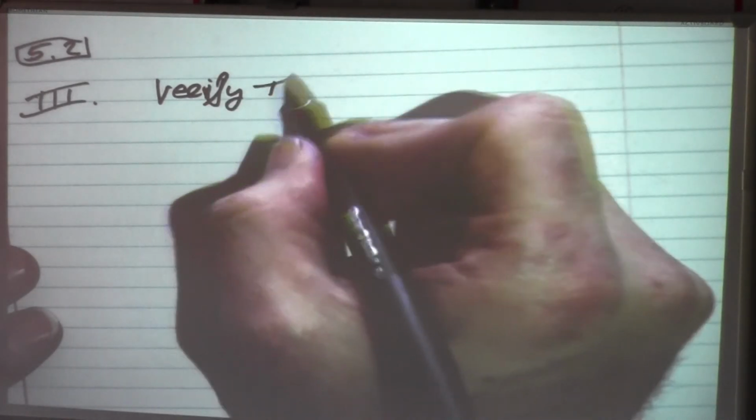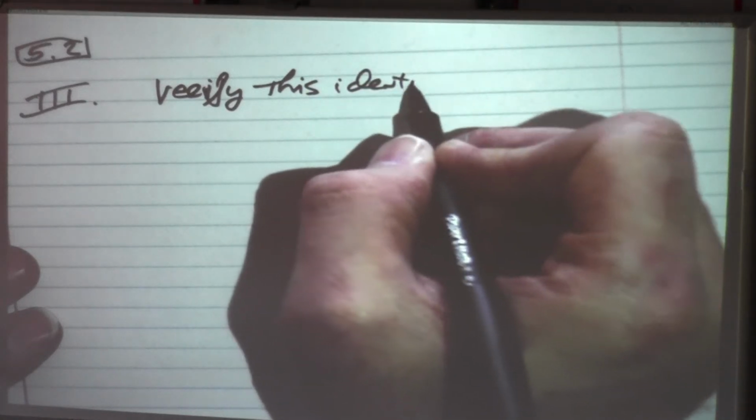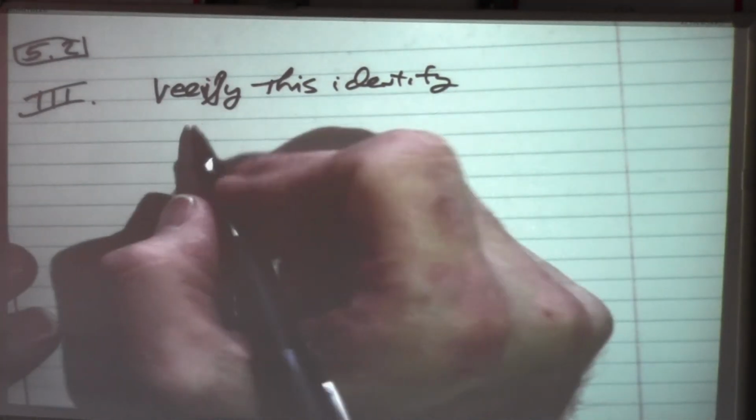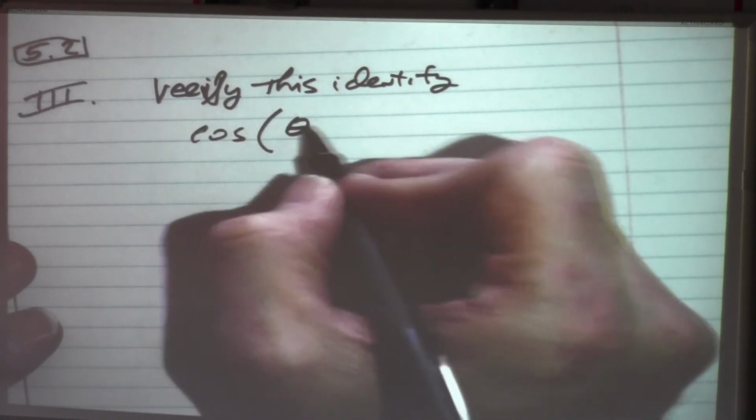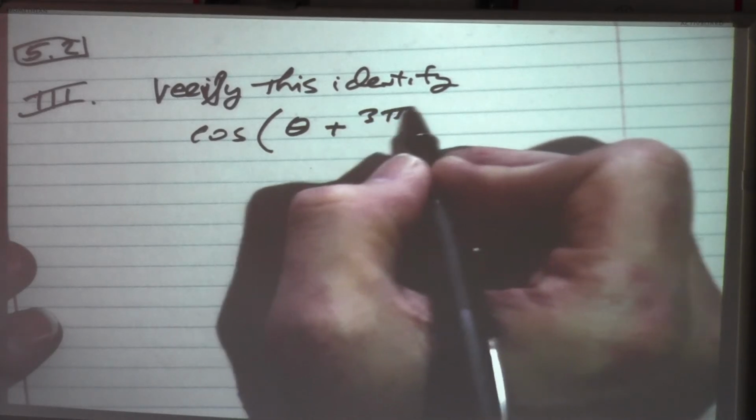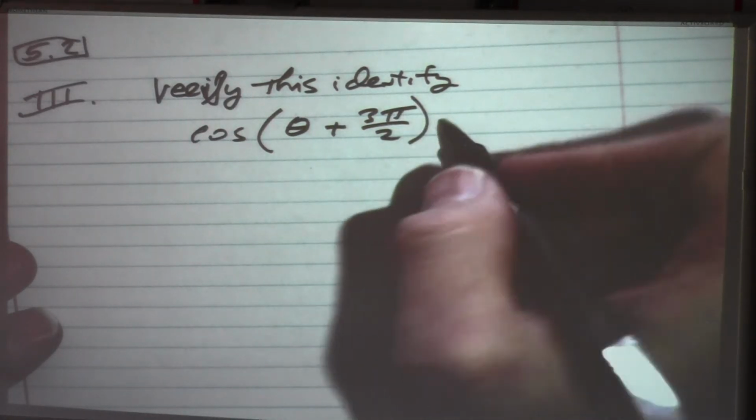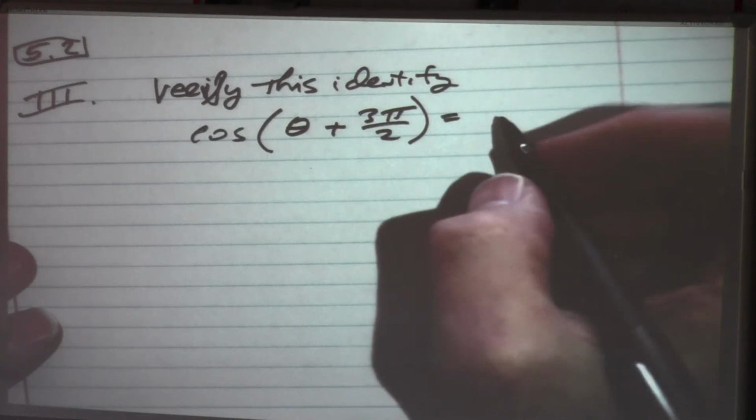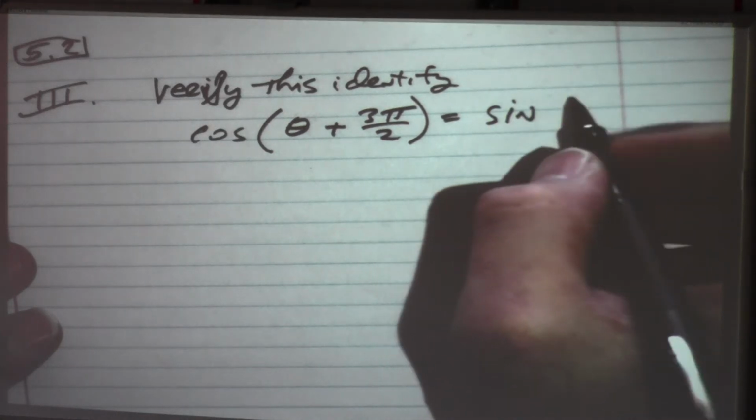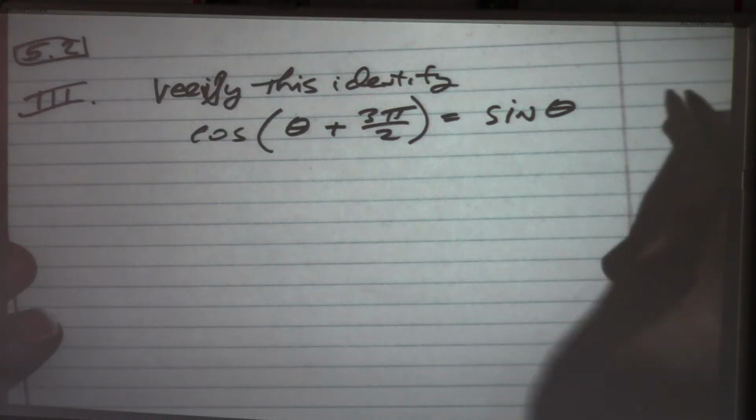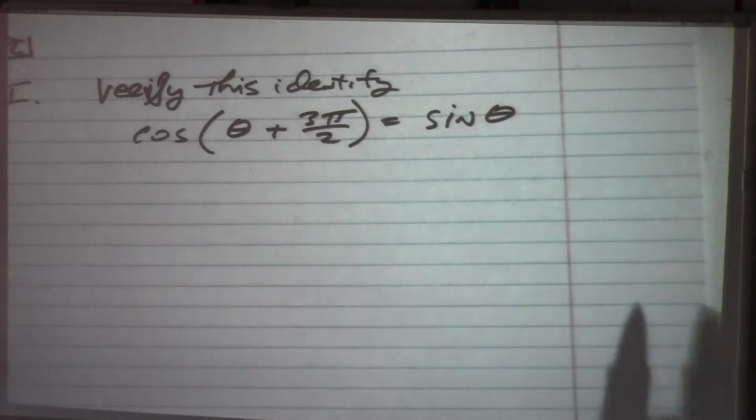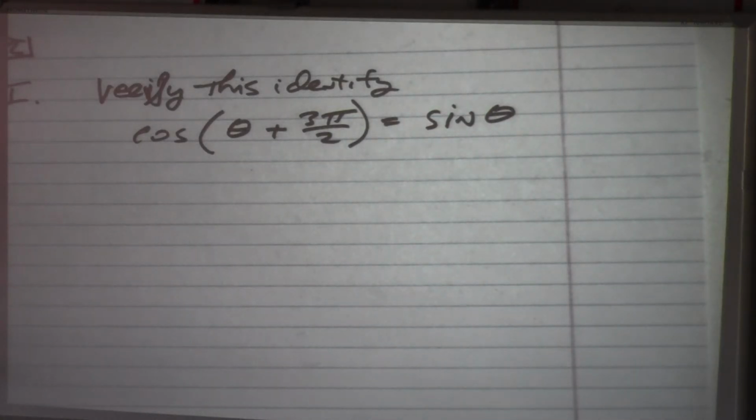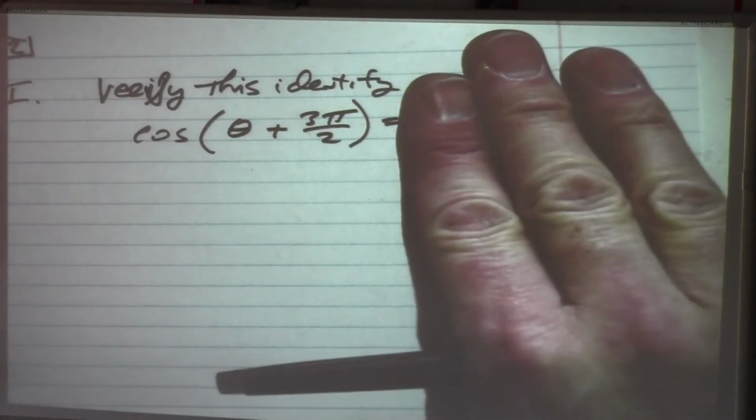Verify. We're going to verify this identity, or verify it is an identity. So, cosine of theta plus 3 pi over 2 equals sine theta. Okay, good. So to verify it, we'll work on one side. It doesn't say here to work on both, so we'll work on only one side. This side's simpler, so we'll leave it. This one has more to do.